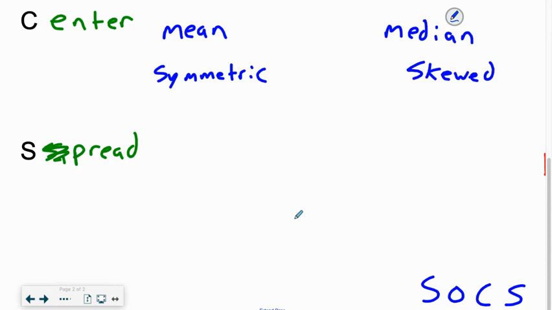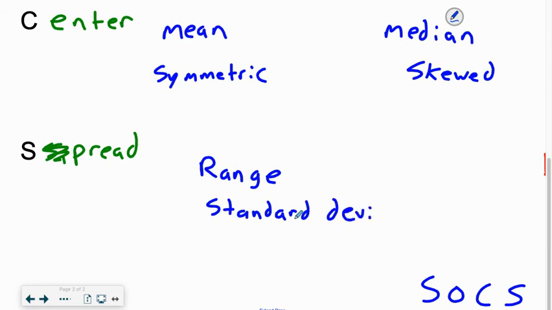There's lots of things that we're going to talk about with spread, how far apart the data is. So there's things like range. There's things like standard deviation, which we'll talk about. But for now, just say something about how spread out the data is.